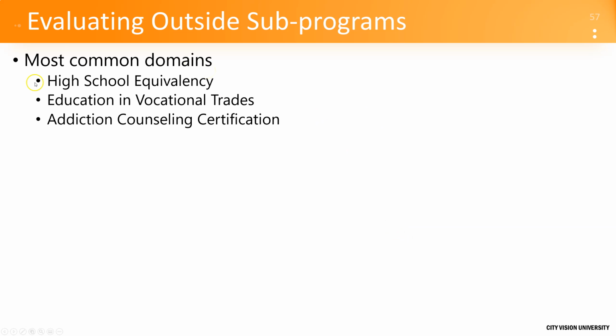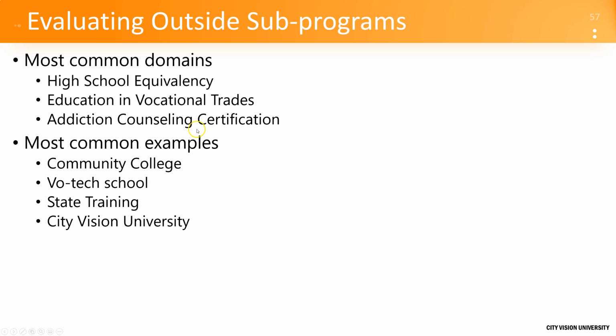So as you're considering evaluating outside sub-programs, what are the most common domains that people are going to do outside sub-programs? Well, high school equivalency or GED. Education and vocational trades. If you're going to train someone to be a welder, that's going to be beyond the scope, or a plumber or something along those lines. Addiction counseling certification. Most organizations don't have that internally. So some of the most common examples, you might outsource these things to a community college. You might do a vocational technical school. You might work with your state or government might offer these things. City Vision University offers these things.